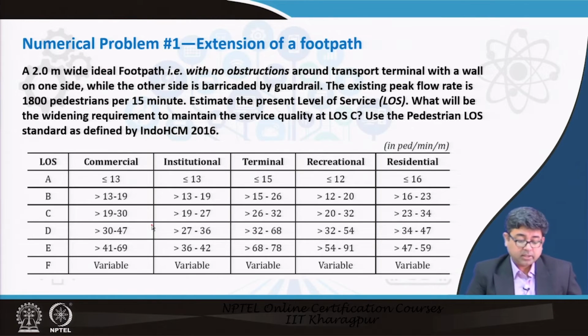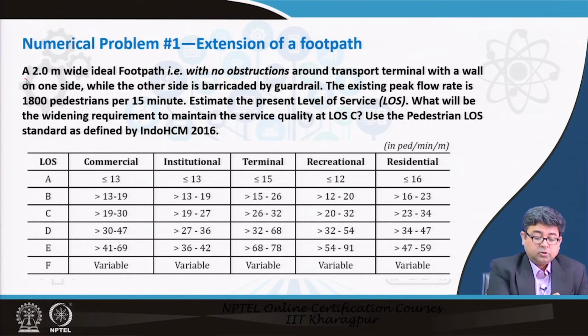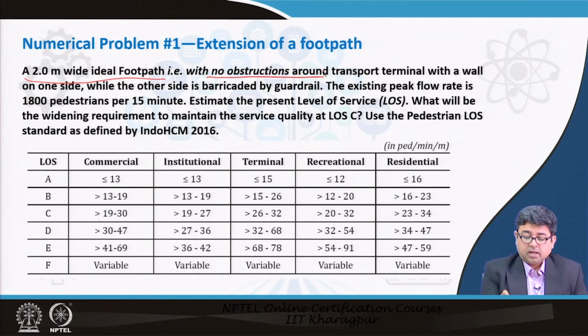So, let us now take an example to determine how you determine the width that is necessary as per the number of people or the flow of pedestrians in your area. Say, for example, there is a 2 meter wide ideal footpath, i.e. no obstructions, around a transport terminal with a wall on one side and barricaded by a guardrail on the other side. The existing peak flow rate is 1800 pedestrians per 15 minutes.